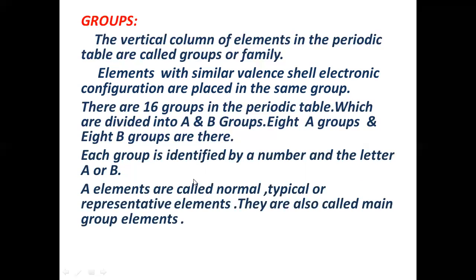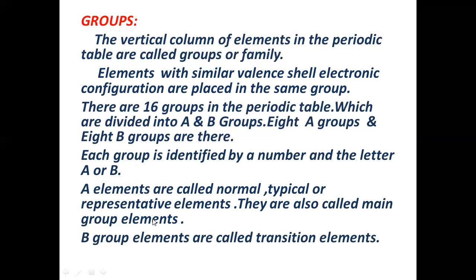A group elements are called normal elements, typical elements, or representative elements. There are three names for group A elements. They are also called main group elements. B group elements are called transition elements.